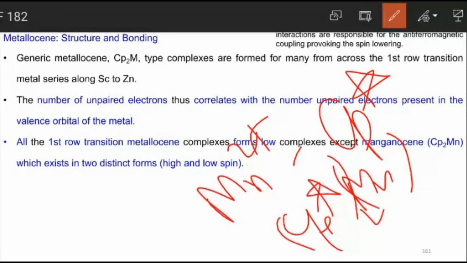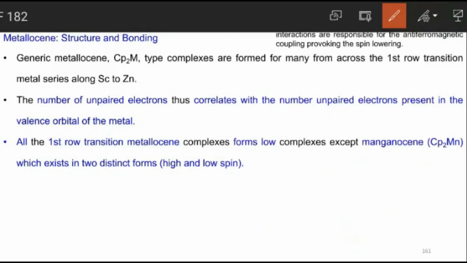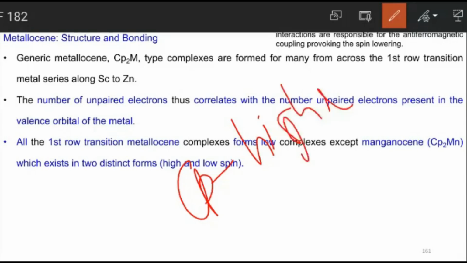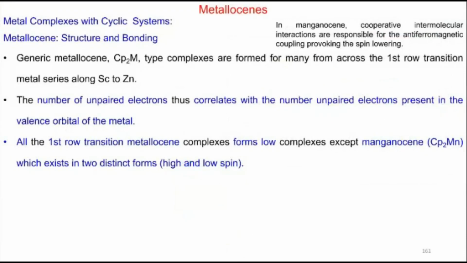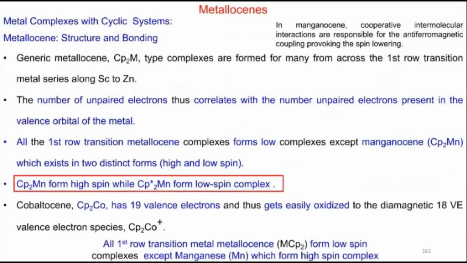Manganese is the only element which is able to form both high spin and low spin complexes. Simple Cp will adopt the high spin complex, whereas Cp star forms a low spin complex. All other elements form low spin complexes nicely. That is not a big problem.